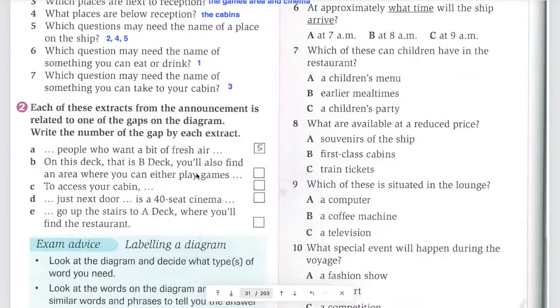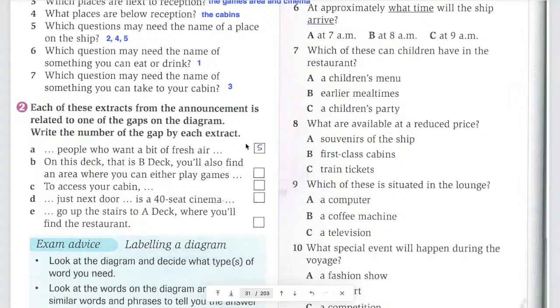Now, exercise 2. Yahang, read that. Yeah, each of these extracts. Each of the extracts from the announcement is related to one of the gaps on the diagram. Write the number of the gap by each extract. Do you understand the meaning of extract?